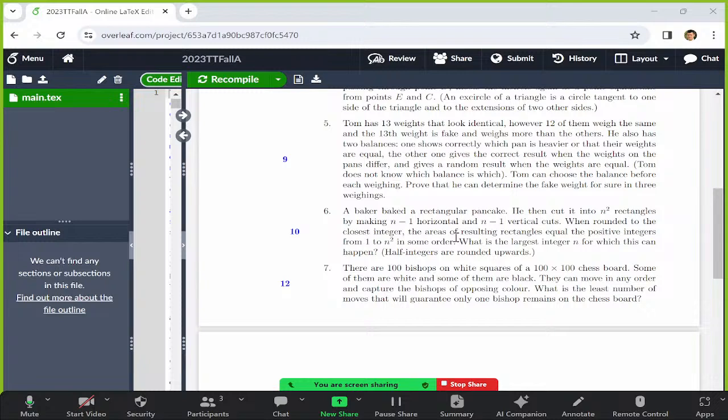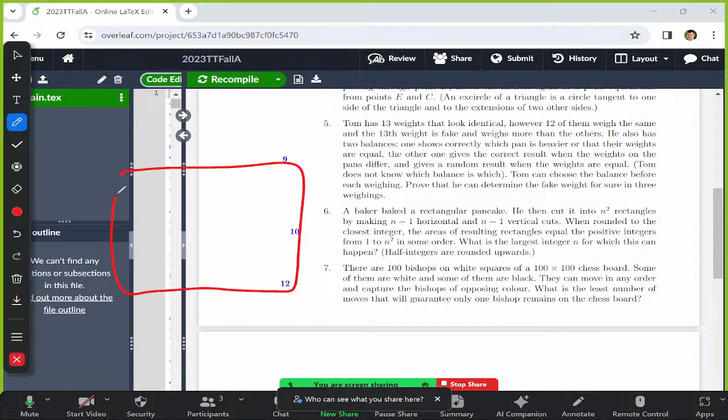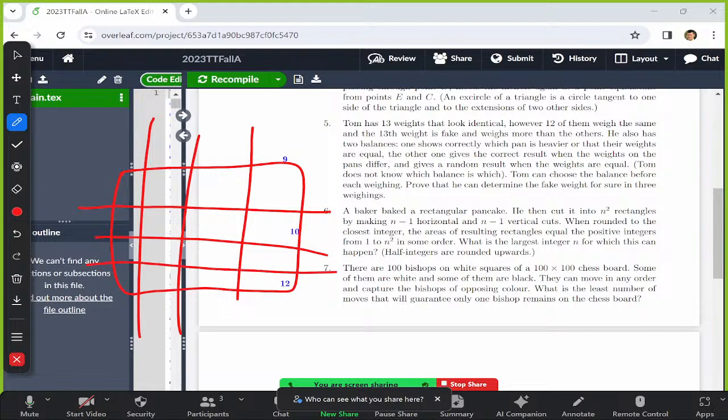It's asking, is it possible to cut a rectangular pancake? Let's just ignore the n. Let's just say 4. Is it possible to get a rectangular pancake, cut it 4 times like this, and cut it 4 times like this, such that the areas here, when you round them, you know what rounding is? You round them, you get the numbers 1 to 16.